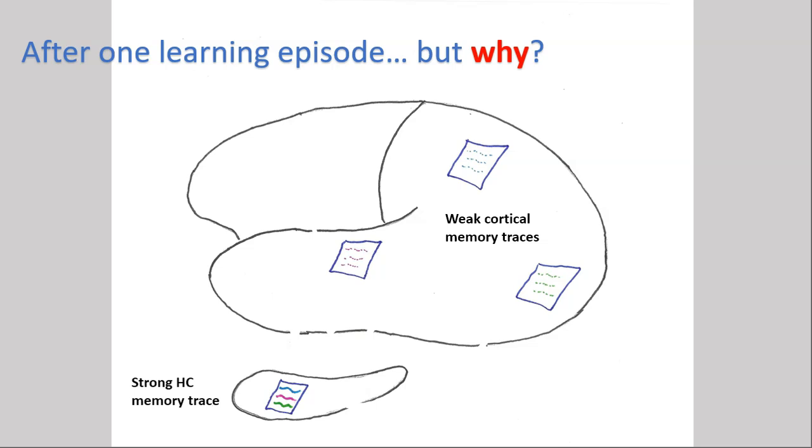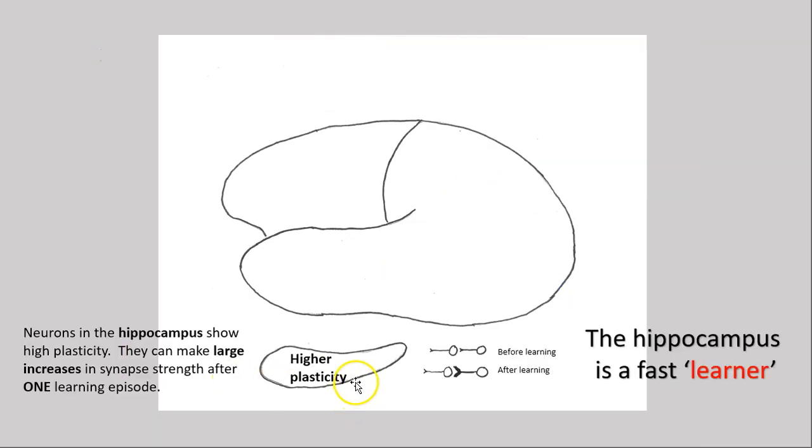Well, scientists would explain it this way, that the hippocampal neurons show higher plasticity than cortical neurons. They can make large increases in synapse strength after one episode. So here we have the strength of the synapse before learning and after learning, a major increase in synapse strength. This makes the hippocampus a structure that is a fast learner. It's got a population of neurons. They're like the elite athletes of the brain. They are very responsive. One learning episode and they can increase synapse strength dramatically.